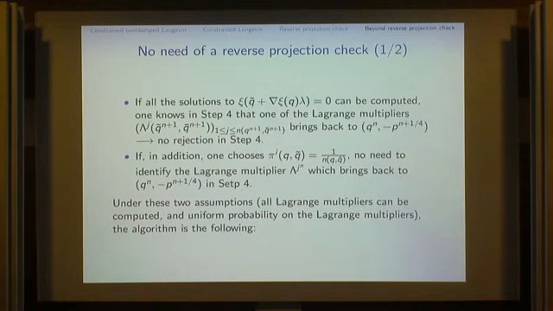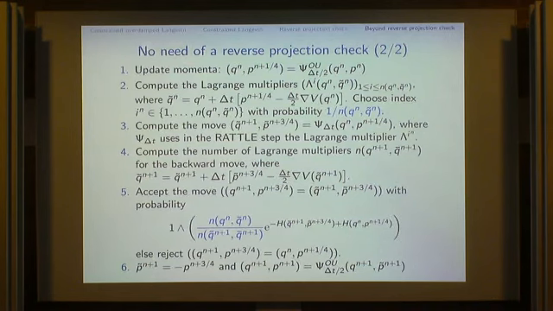Okay, so if I am sure that I have all the solutions, I don't need the reverse projection check anymore. This is why I call this beyond the reverse projection check. It gives me this algorithm where I update momenta, I compute the Lagrange multipliers, I choose one of them with uniform probability, I compute the move, and I just need to compute how many solutions I have when I go back. I just need the n forward and the n backward, which is the number of Lagrange multipliers forward and backward.